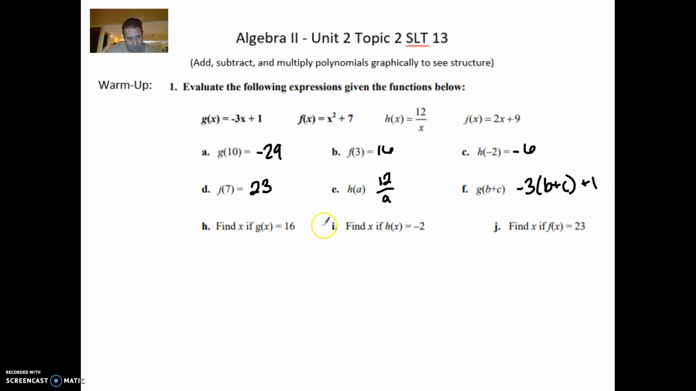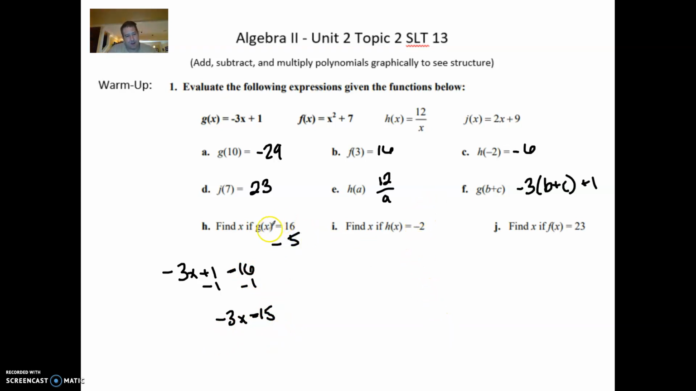Next, find x if g of x is 16. Now we're doing kind of the exact opposite. Now we know the answer is 16, so what would x have to be in order to get an answer of 16? It's like negative 3x plus 1 equals 16. To solve this, I would subtract 1 from both sides, which makes this 15. Then negative 3x equals 15, and dividing both sides by negative 3, you get negative 5. The answer is negative 5.